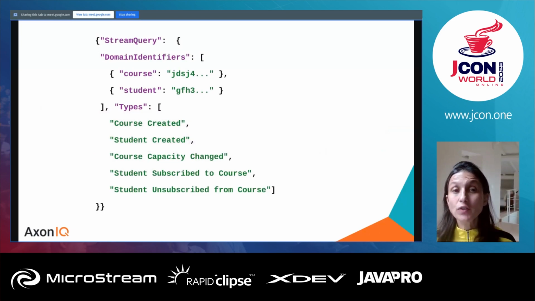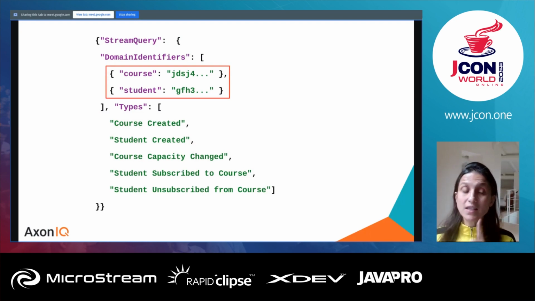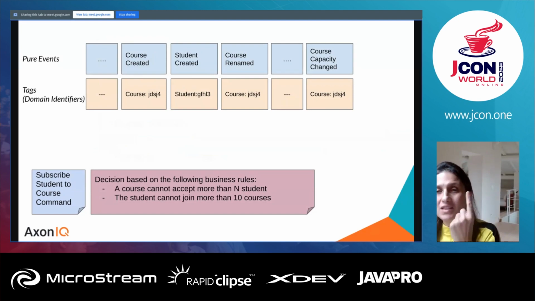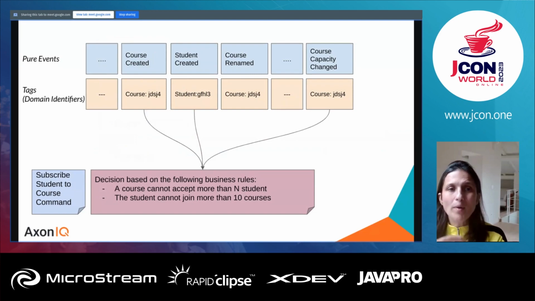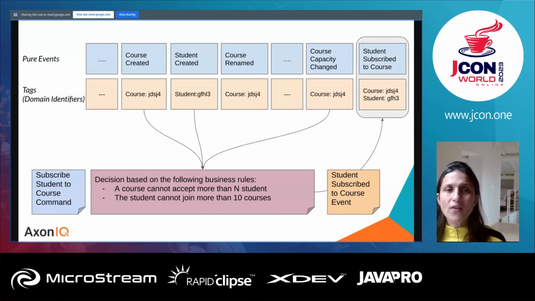And now it can take advantage of the flexibility of a query to retrieve both student and course data in a single stream. And this means that the command handler is now able to reconstruct the model necessary to evaluate in a single place, in a single moment, that the subscription does not violate the maximum number of students per course, nor the maximum number of courses per student, but the business rule that we have. If both rules are validated, it will be possible to publish a single event related, however, to both business elements, the course and the student.